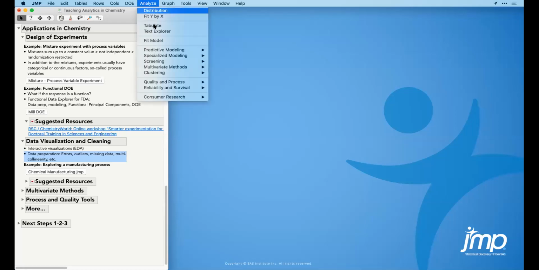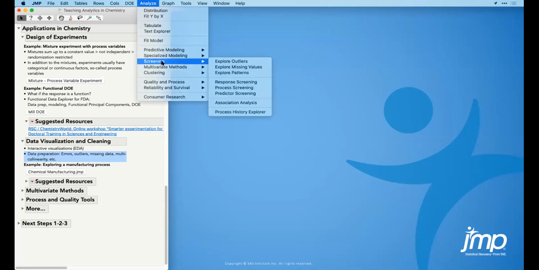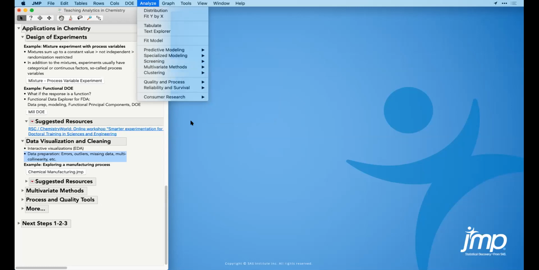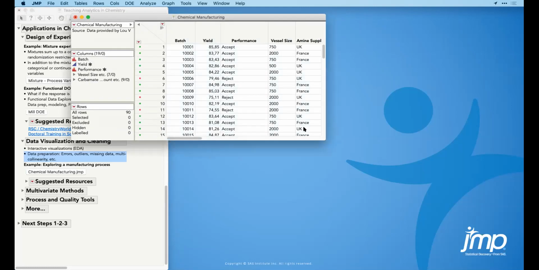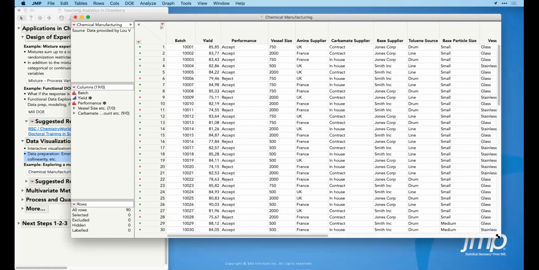Now, of course, there are also some other tools especially designed for looking at and cleaning up messy data, such as looking at outliers, missing values, and suspicious patterns. But also by visualizing your data, you can see a lot, and that's always a good idea to start.